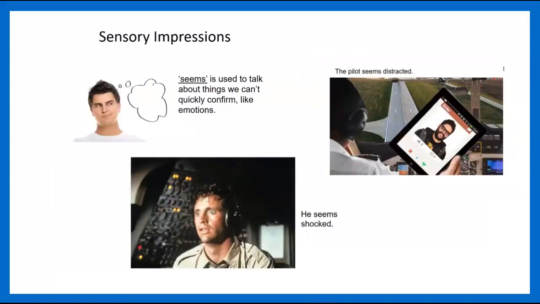Now, when we use "seems," we use it to talk about things we can't quickly confirm, like emotions. Look at this first picture. He seems shocked. We haven't got real evidence, but that's the state he seems to be in. The pilot seems distracted. He's looking at a pad while he's landing. So he seems distracted. We imagine from what we can see that would be the situation.